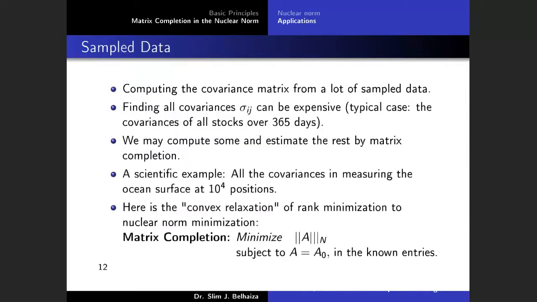Another application, just to finish, is to work on sampled data and compute the covariance matrix from a lot of sampled data. Of course, computing all covariances can take a lot of time, and in fact, minimizing the nuclear norm subject to a set of conditions gives a good solution.